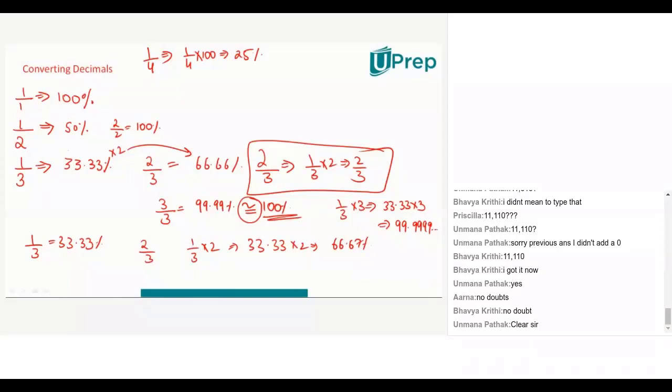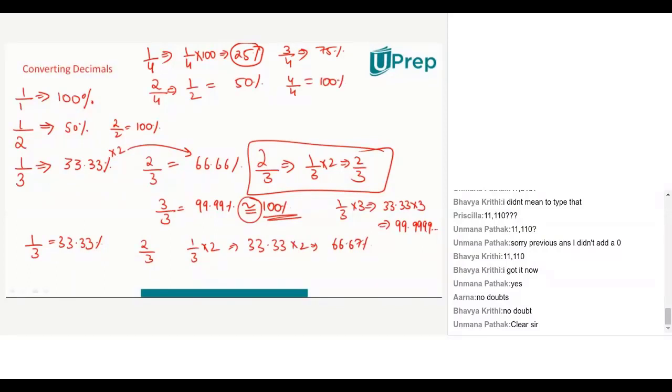So what is 1 by 4? 1 by 4 is a fraction. If I convert it into a percentage, 1 by 4 into 100 is 25%. Now I keep increasing the numerator by 1 till I get 1 by 1. What is 2 by 4? 2 by 4 is 1 by 2, which is 50%. Now what is 3 by 4? 3 by 4 is 1 by 4 into 3, which is 75%. 4 by 4 is 100%.